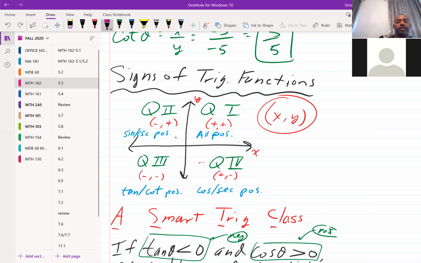So one way you can remember it is a smart trig class. And I was thinking about a way to relate it to calculus, so that's why I said all students take calculus. But either way, you see ASTC: all, sine, tangent, and cosine. Going counterclockwise, of course, it lets you know which of your trig functions are positive in which quadrant.